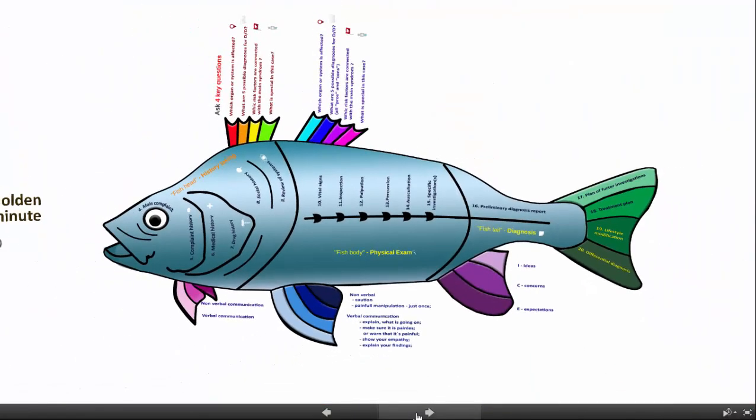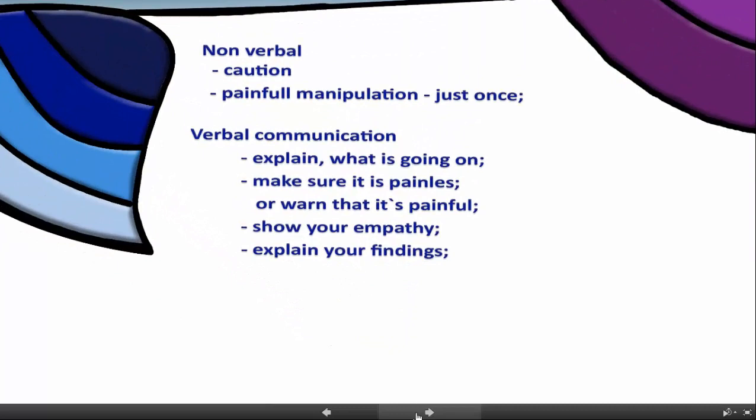We are at the end of the physical exam. Probably you have noticed that I used several communication skills even during the physical exam. First, I used non-verbal communication skills. I tried to understand the patient's needs to keep his privacy. I tried to make painful manipulation just once. I showed respect to the patient.